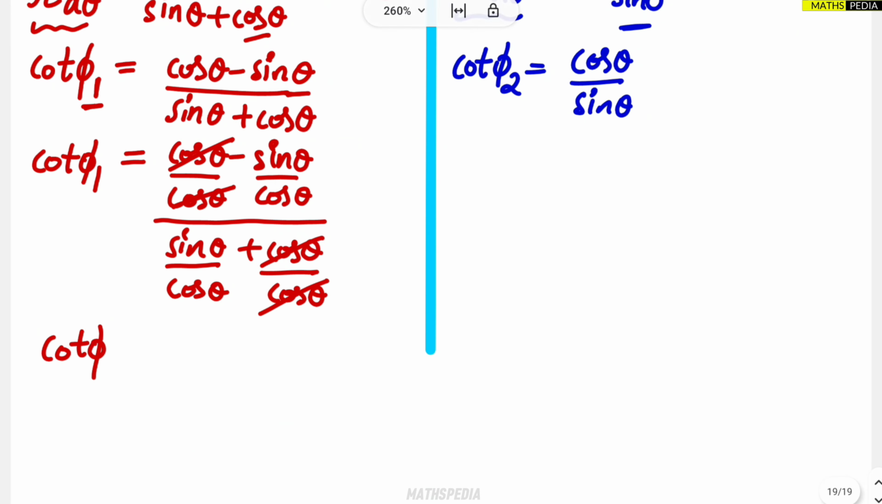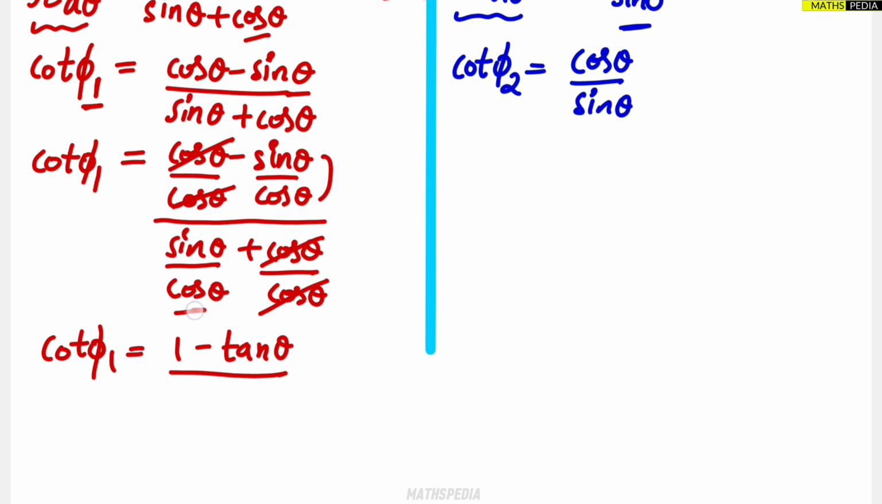Cot phi 1 equal to 1 minus sin theta by cos theta, what is that? Tan theta, divided by 1 plus sin theta by cos theta, what is that? Tan theta. So what I'll do, I'll write 1 first, then I'll write tan theta in some form. What form is that? We have to try to analyze, right?